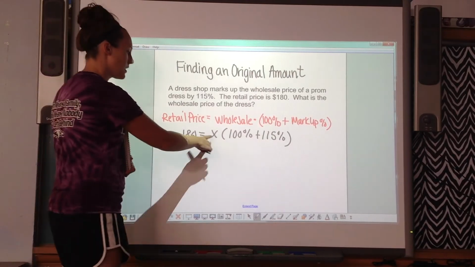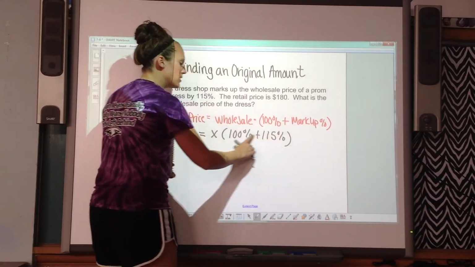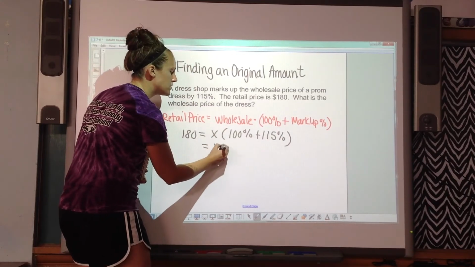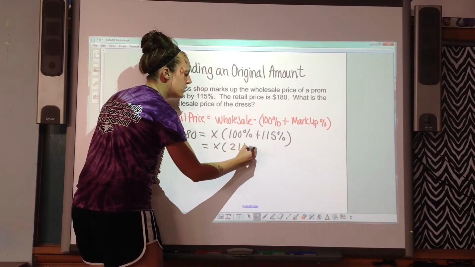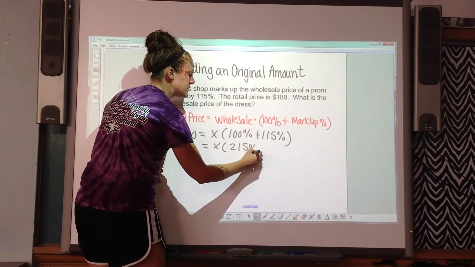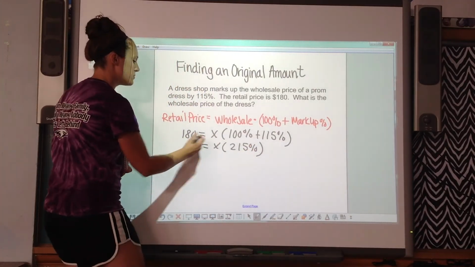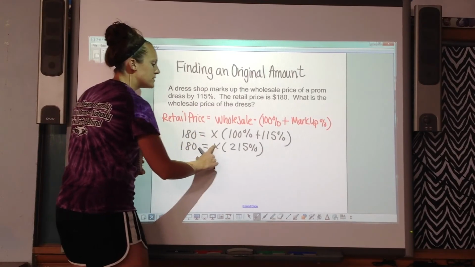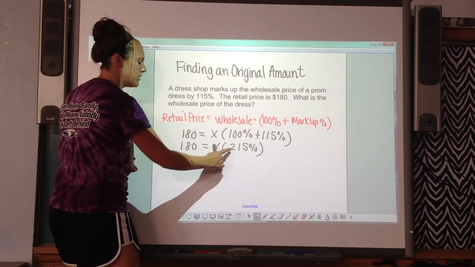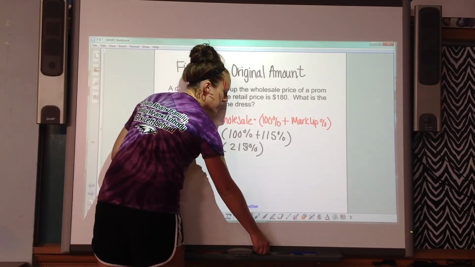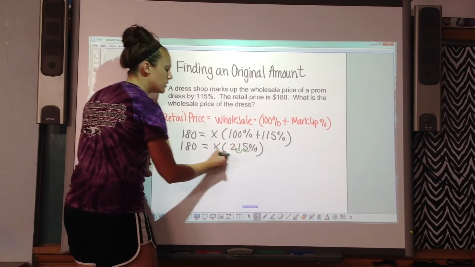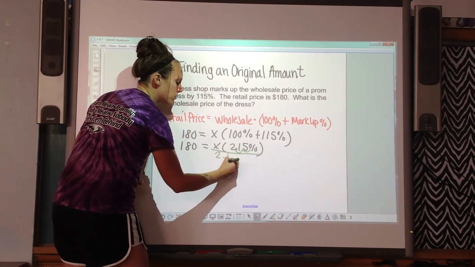Okay, so I want to get this X by itself. I'm going to start in here. I can add these two. What's 100% plus 115? 215%. Okay, now this means multiply, right? So instead of multiplying to bring this to the other side, I would divide. I'm going to remember that I can't do any math with percent, so I'm going to turn this into a decimal. So I'm actually dividing by 2.15.